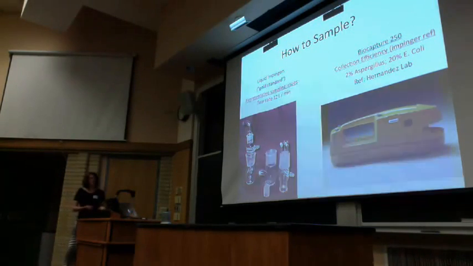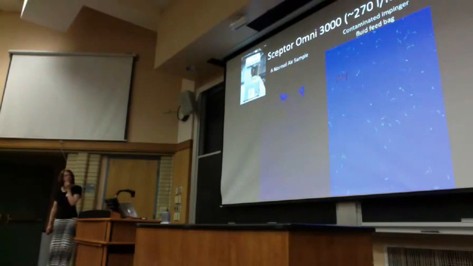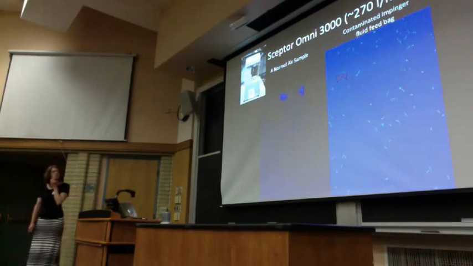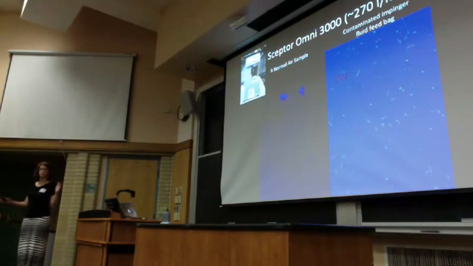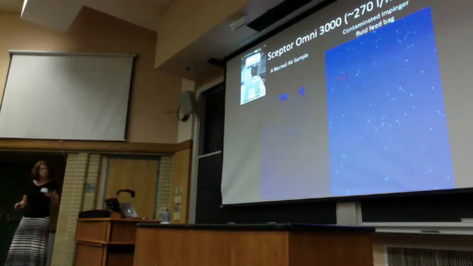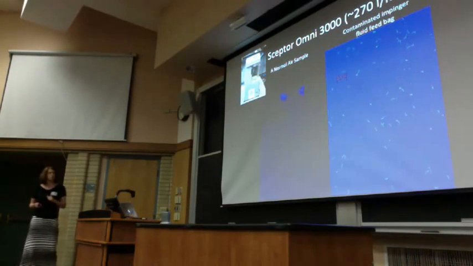But there were several samplers that the Hernandez lab and our lab worked through, and we finally ended up with the Scepter Omni 3000. 270 liters per minute. It takes about 10 minutes to get a cubic meter of air. That looks pretty good. So we bought one, and then we realized we had a different problem.